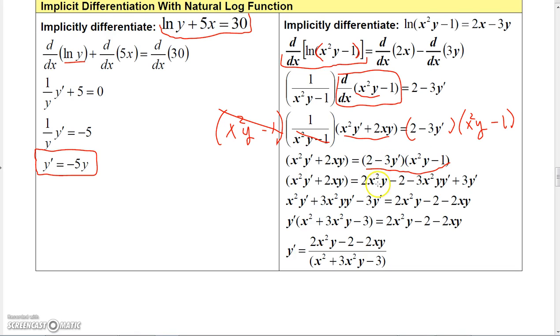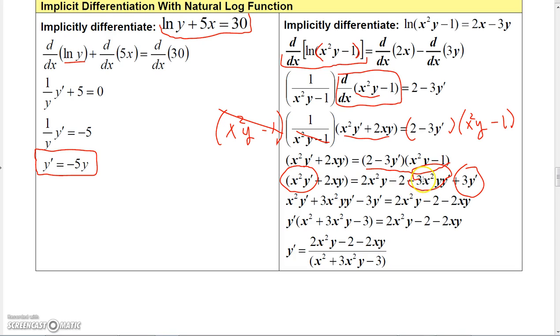So if I FOIL that, I'll get 2x squared y minus 2 minus 3x squared y prime plus 3y prime. And then over here I still have these two terms, x squared y prime plus 2xy. Well, notice that I have x squared with a y, I have a y prime with this term, a y prime with this term, and a y prime with this term. So I want to get those three terms to the left.